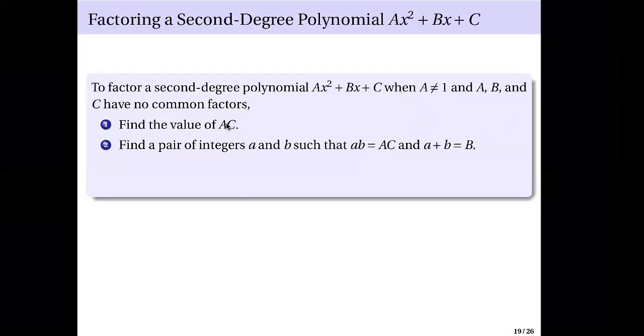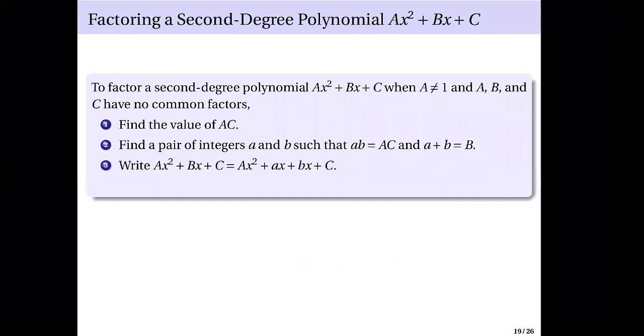So what's the difference? Earlier, your A was equal to 1. That's why we only had C. This time, if A is not equal to 1, we look at AC. That should be the product of small a times small b. And still, you have the same a plus b equals capital B.